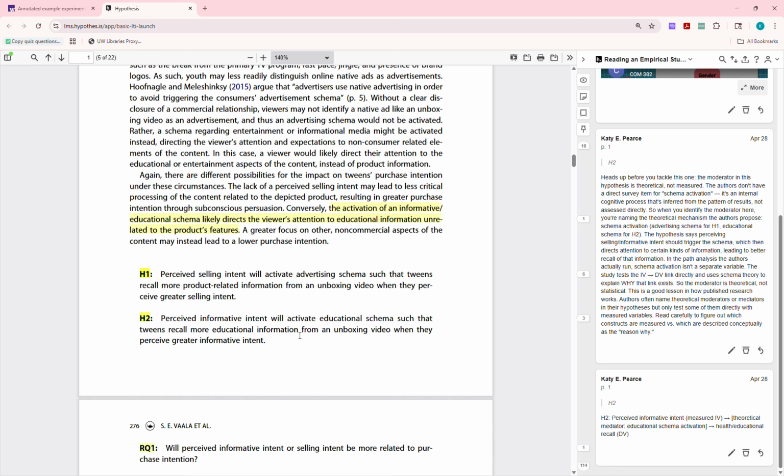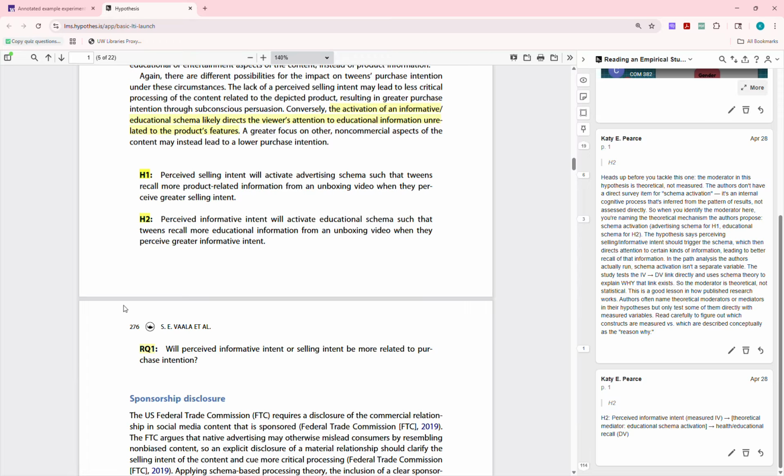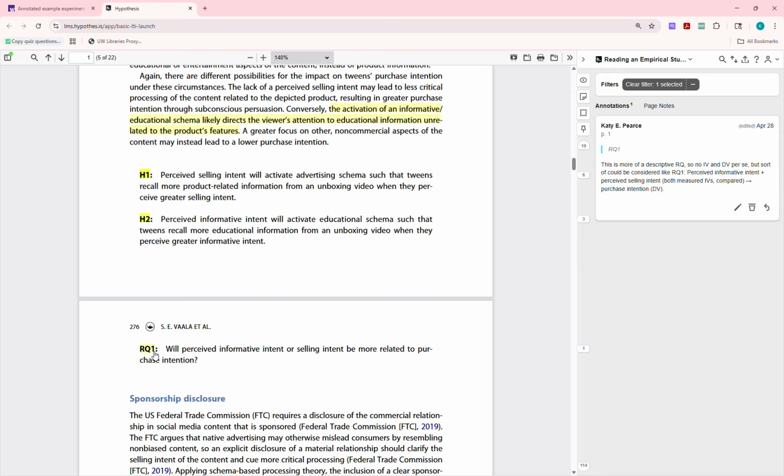And again, this abstract theoretical mediator of a schema is in there. They're not actually measuring it. Oh, I'm sorry, mediator, not moderator. Then we have RQ1, and this is a descriptive RQ. Will perceived informative intent or selling intent be more related to purchase intention? Basically, which one of these is going to make it more likely the kids want to buy something? We can assume it'd probably be the selling intention, but maybe it'll be tricky and it's the informative intention. So, you know, I don't know.